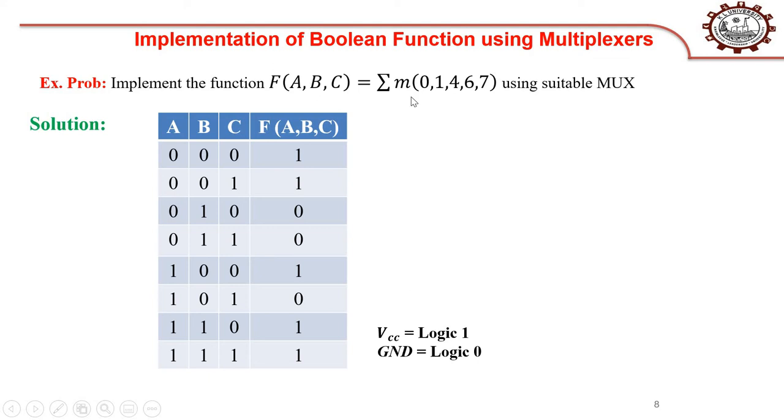So as per this function, sigma m, the terms are 0: for the first combination 0, output is 1. For 1, output is 1. For 4, output is 1. That's why I kept zeros for 2 and 3. For 5, output is 0 because 5 is not here. For 6, output is 1. For 7, output is 1. Okay, so here just look at the inputs where the output became 1: for 0, 1, 4, 6, 7.